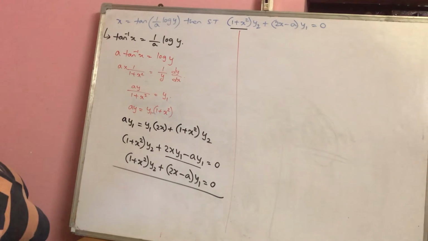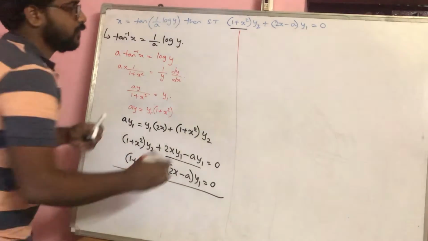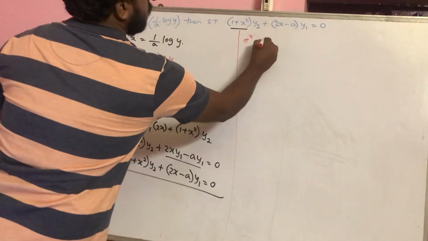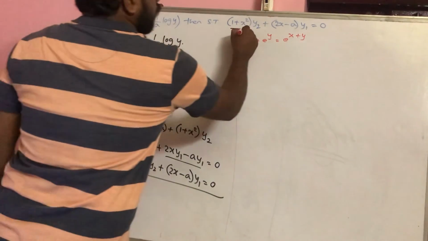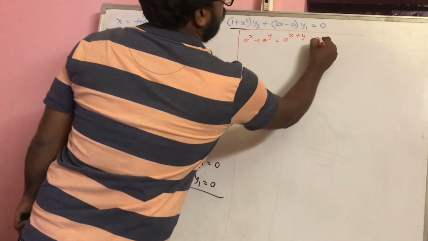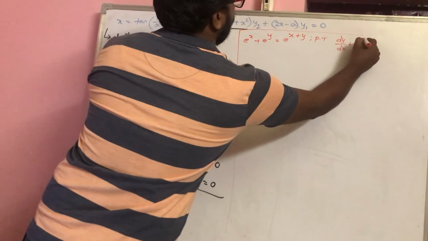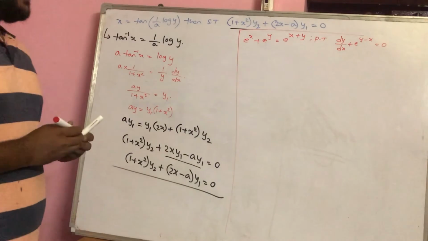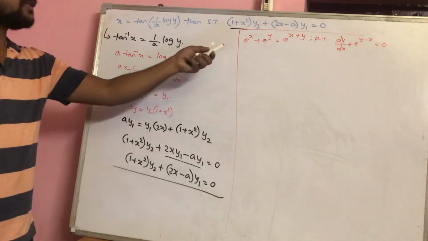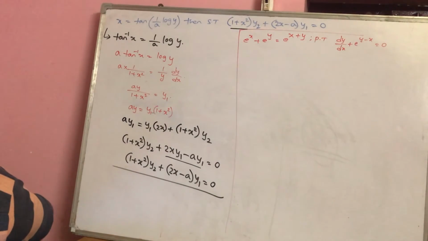Yeah, here. See this question. This one. e^x + e^y = e^(x+y). Then prove that dy/dx + e^(y-x) = 0. See, this is a very simple question. e^x + e^y = e^(x+y). Then prove that dy/dx + e^(y-x) = 0.